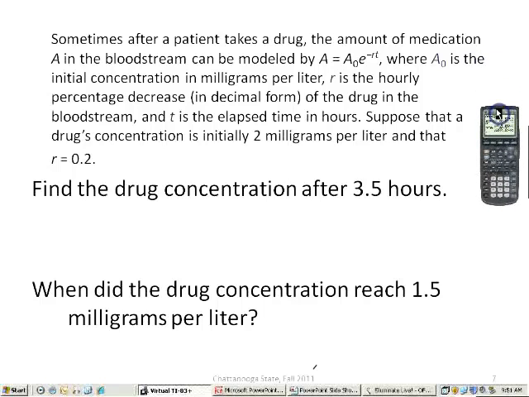Now, I have another example of an exponential problem. This time, this deals with how much medication is in your body. After a patient takes a drug, the amount of medication in the bloodstream can be modeled by this function, which is the original amount, the initial concentration, times e to the negative rt power. R is the hourly percentage decrease, and t is the elapsed time.